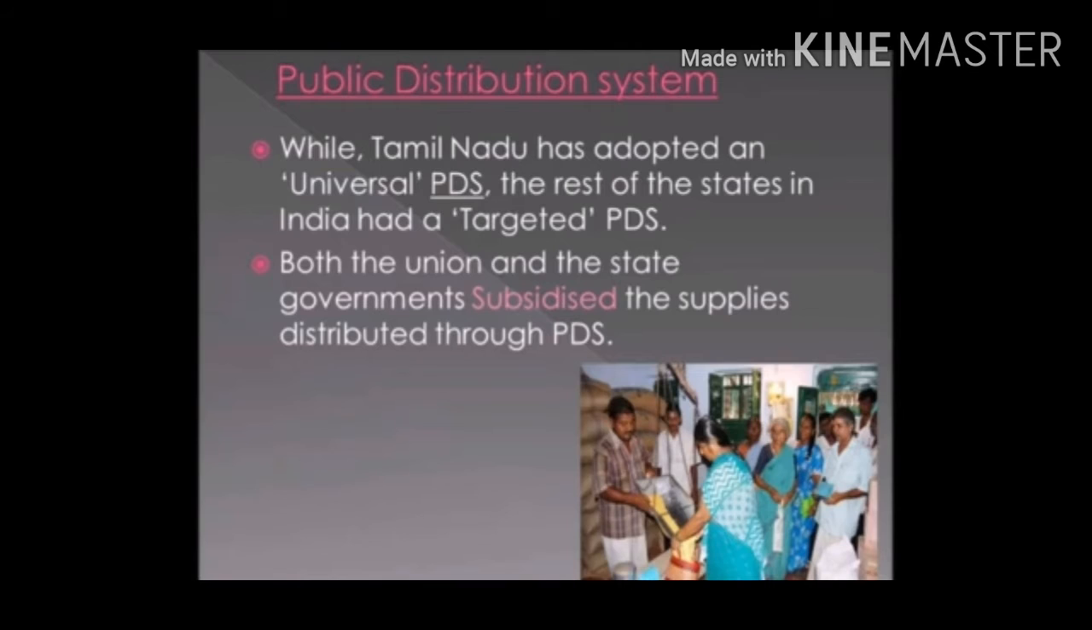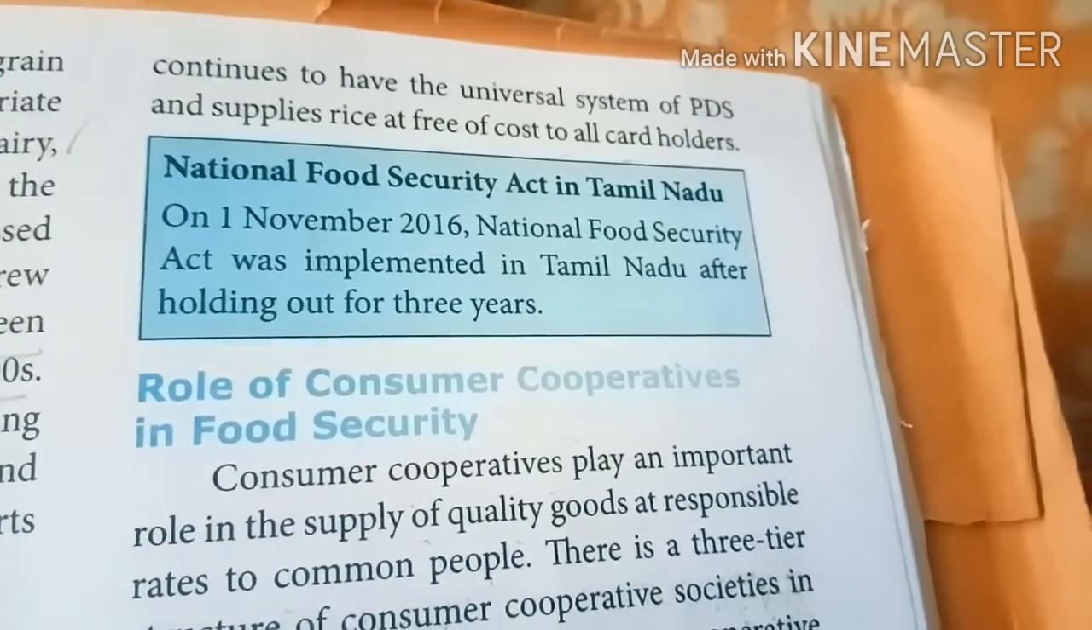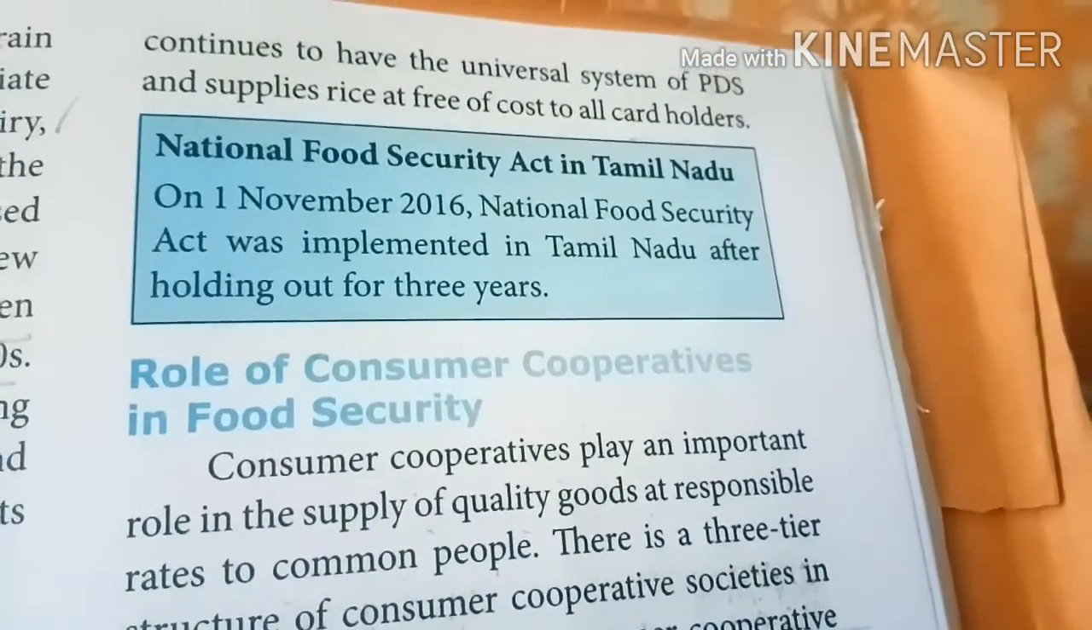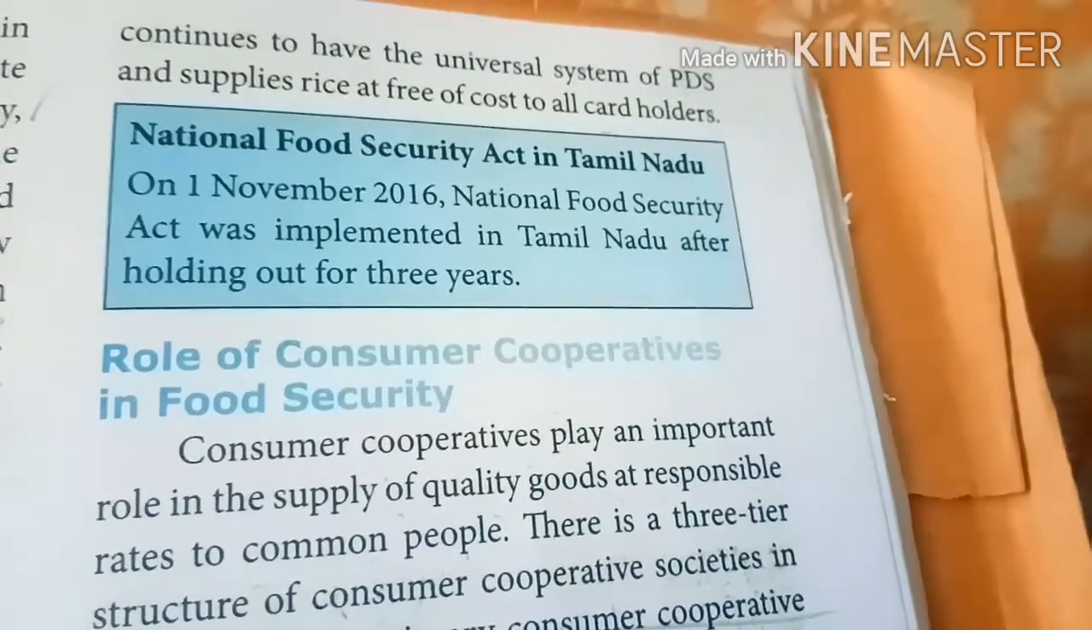The Union government supplies rice at the rate of rupees 3 per kg, wheat at the rate of rupees 2 per kg, and millets at the rate of rupees 1 per kg under NFSA. Tamil Nadu continues to have the universal system of PDS and supplies rice at free cost to all card holders. National Food Security Act in Tamil Nadu. On 1st November 2016, the National Food Security Act was implemented in Tamil Nadu after holding out for 3 years.